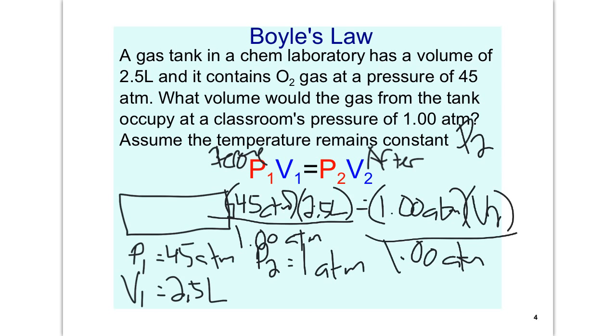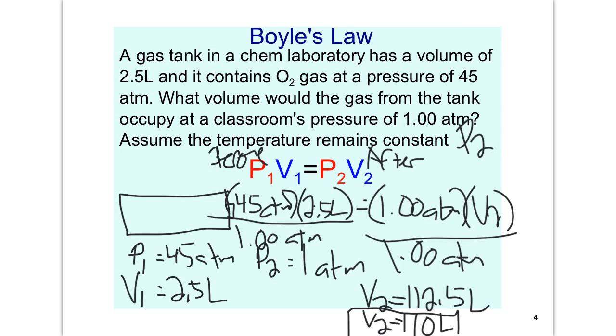And we would find that our volume 2 is equal to 112.5 liters. And with sig figs, we need 2 sig figs because of our 2.5 liters, so 110 liters.